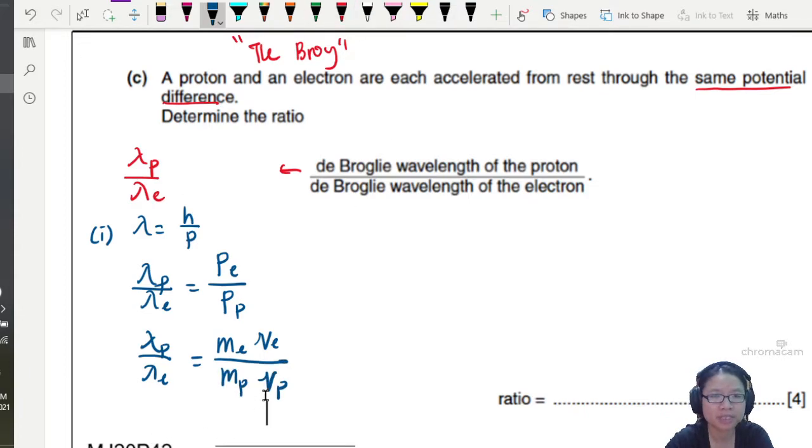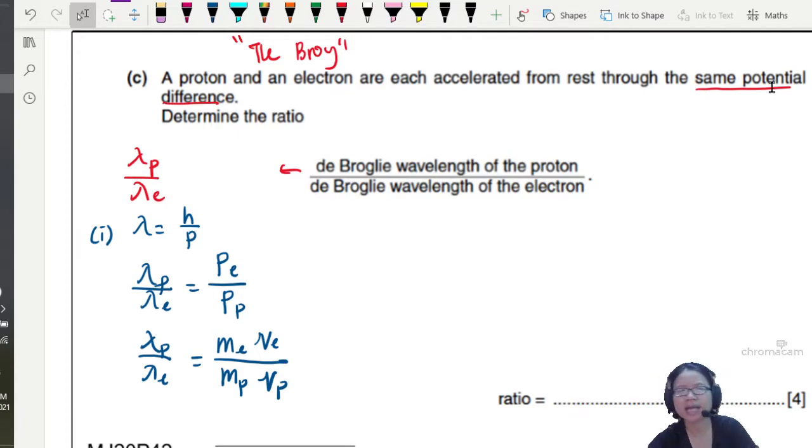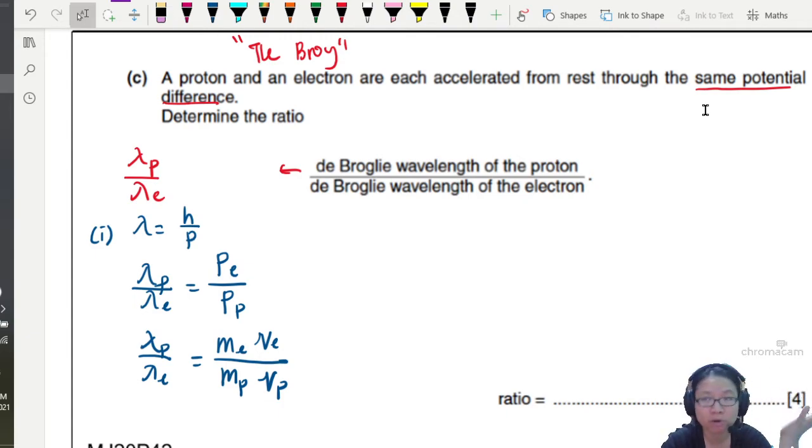So what remains here is for us to find the ratio of the velocity of electron to the velocity of proton. You may be thinking, Miss, they're accelerated through the same potential difference, and they both have the same charge, the magnitude of the same charge, which is either positive or negative 1. Wouldn't that mean they have the same speed? No. It means that they have the same work done by electric field or electric potential energy.